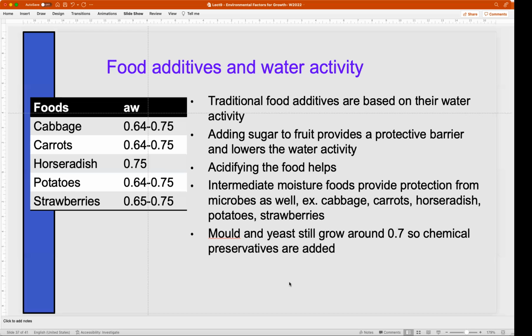Acidifying can also help. So if you add acid to your cabbage, you get pickled cabbage, pickled carrots, pickled horseradish, and pickles.